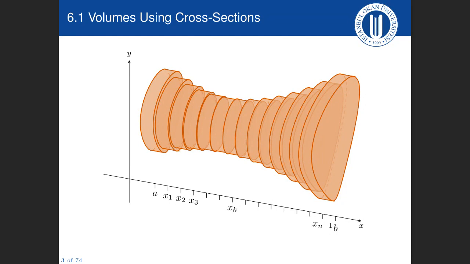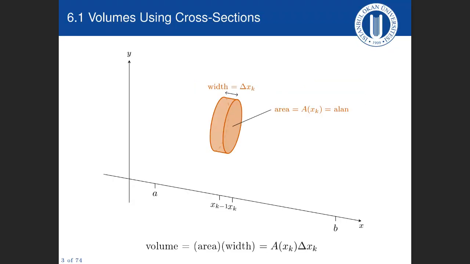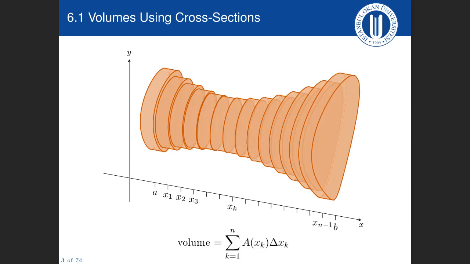So what is the volume of one of these little pieces? Well, we know its width. Its width is the difference between x_{k-1} and x_k. We'll call that delta x_k. And we know the cross-sectional area because we started by knowing the cross-sectional area of our solid object. So the volume of one of these pieces is going to be A(x_k) multiplied by delta x_k. Add them all together, we have our Riemann sum. The sum from k equals 1 to n of A(x_k) delta x_k.